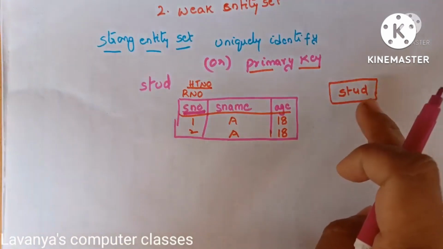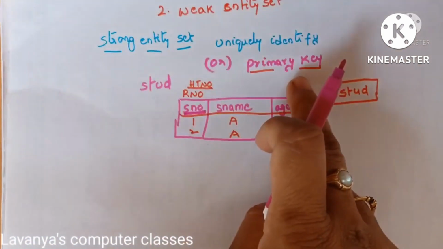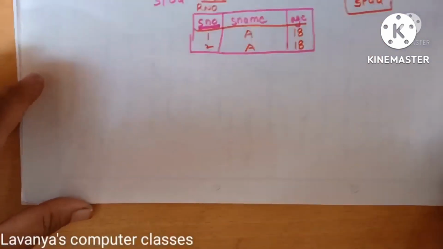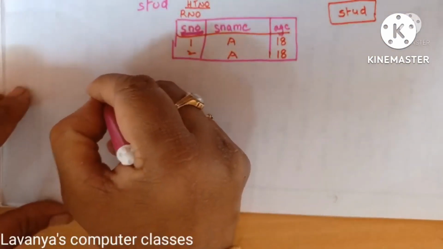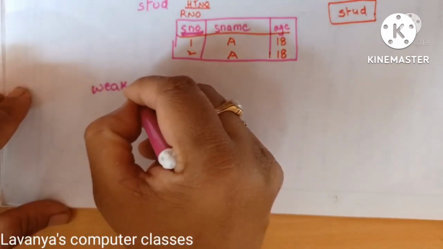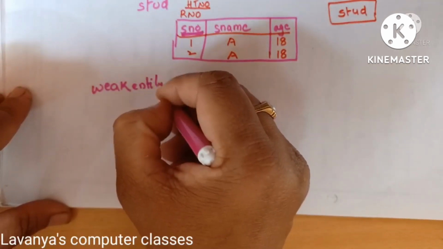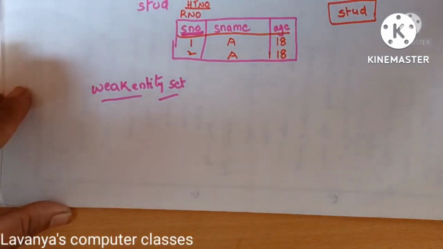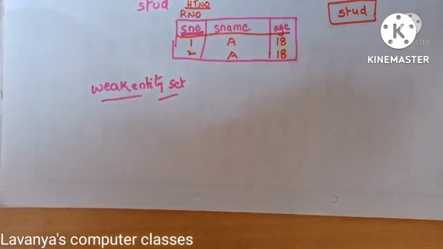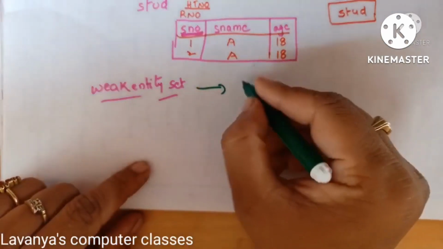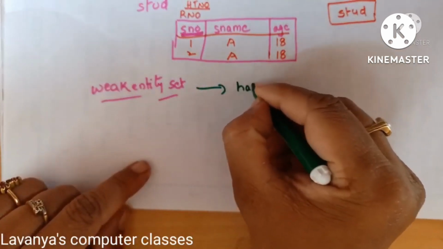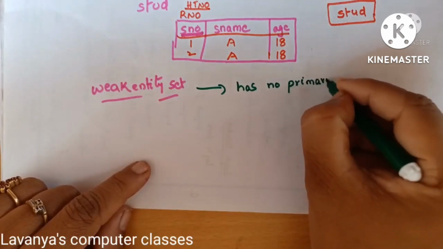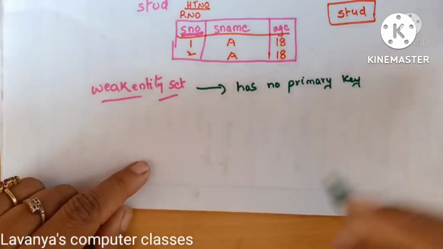So this is the definition of a strong entity set. What is a strong entity set? Any entity set with a primary key is known as a strong entity set. Next, the second category. What is the second category? Weak entity set. In the name only, it is weak. That means it is not possible to identify any record uniquely, or otherwise, the entity set has no primary key attribute.